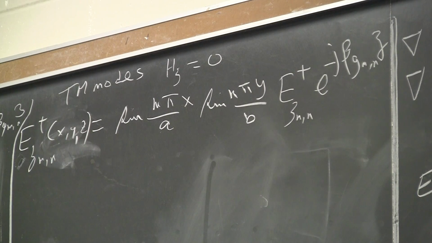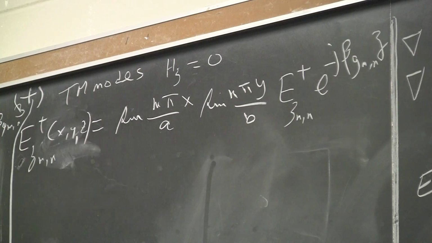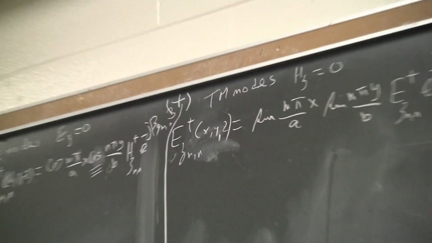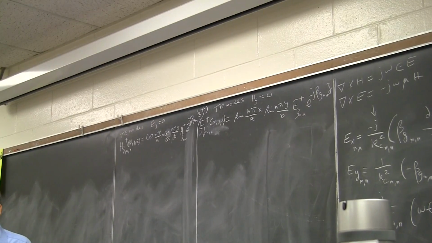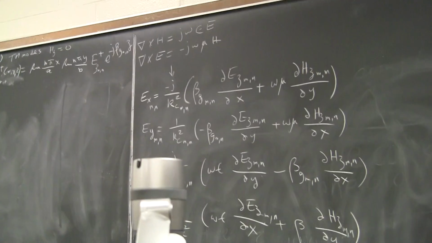The general solution is simply the superposition. So if you wish, the general solution would become the sum of these two, or the superposition of these two. So you can have a situation where you have both Ez and Hz, and neither is zero.